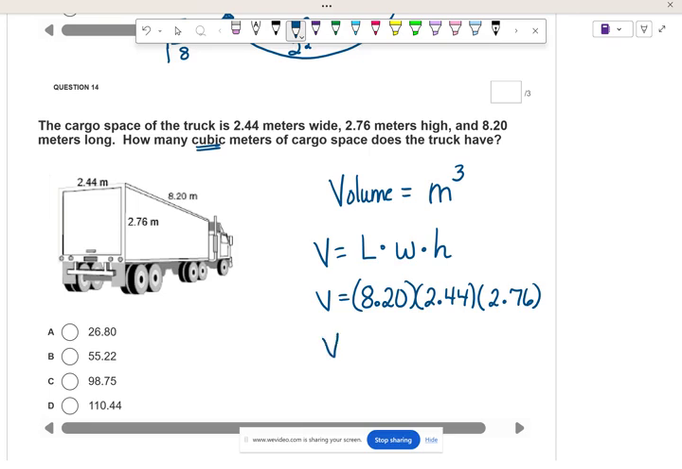All right, when I did that, I got 55.22208. They rounded all their answers to the hundredth. That would be this 2. The second 2 tells that first 2 to stay as it is. So our answer would be B, 55.22.